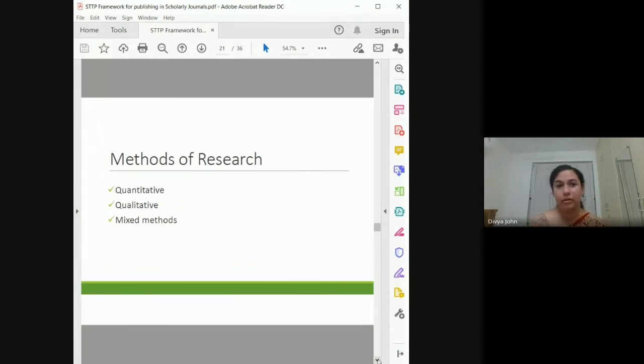So when we're talking about the method section, there are a lot of researchers that are quantitative in nature. There are a lot of researchers that are qualitative in nature. So that's a preference of each scholar, right? Whether you like a quantitative research pattern, or whether you like a qualitative, or whether you prefer mixed methods.